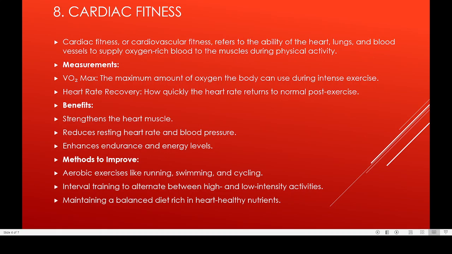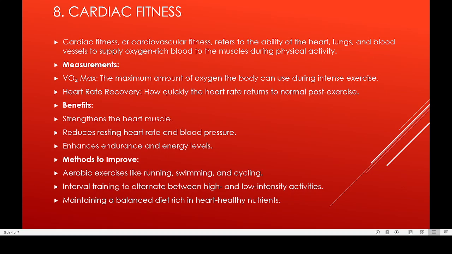Then what are the benefits of cardiac fitness? It strengthens the heart muscle. Then it reduces the resting heart rate and blood pressure. When your heart is okay, when you have good cardiac fitness, your blood pressure will be okay. Then it enhances the endurance and energy level. That is also another advantage of a healthy heart.